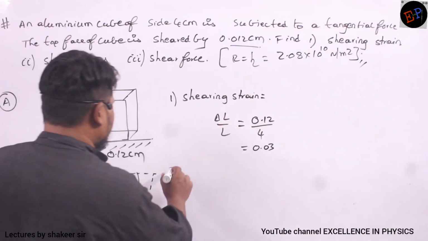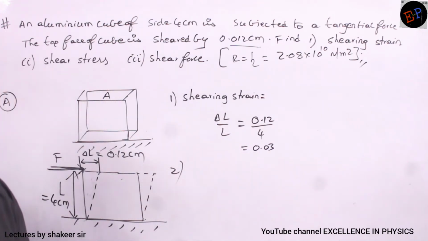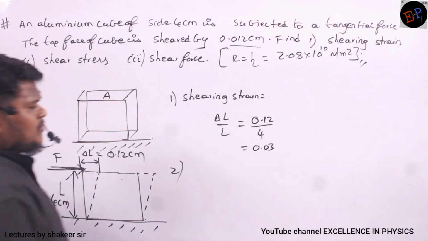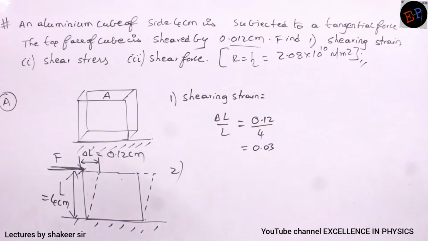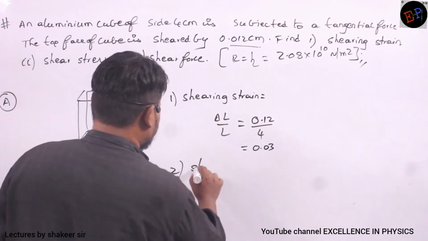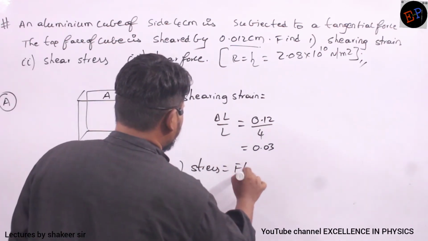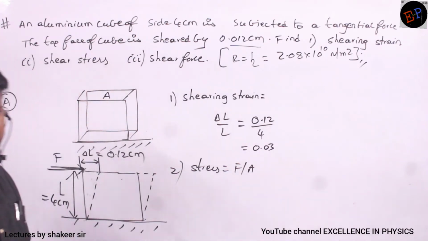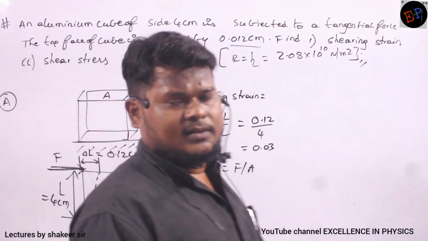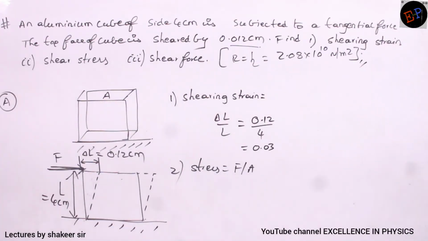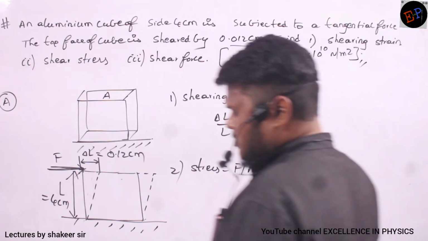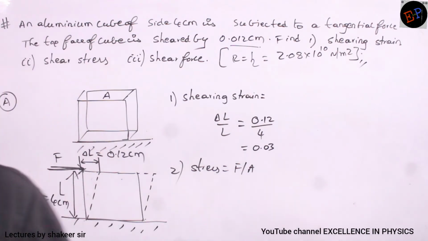Second question. What is the second question? Shear stress. How can I calculate stress? Stress formula? Force per unit area. Is force given? Is area given? Area is length into length, by using the square. This is a square only, so you can calculate it. Force, is it given? No. So therefore, how can I calculate?